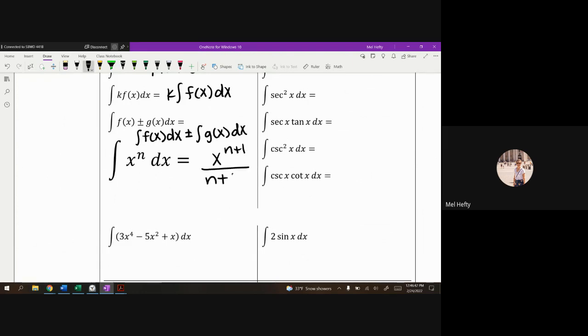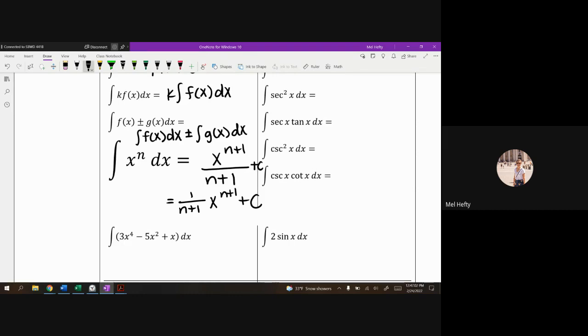A lot of textbooks will write it like this, and I'm going to throw my plus C over there, where you add 1 to the power and divide by the new power. Or a lot of the time I'll write this out front because I like to have my fractions out front rather than behind.